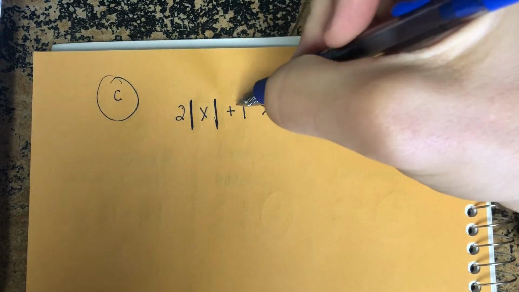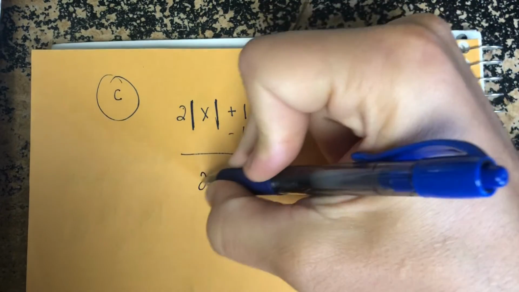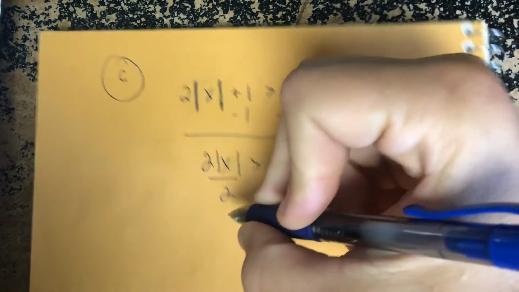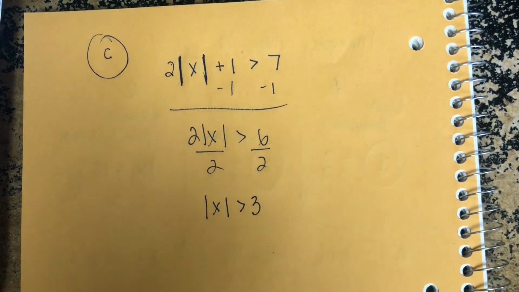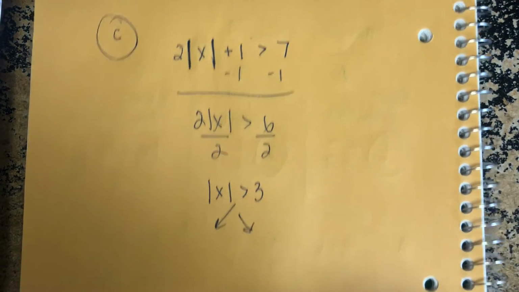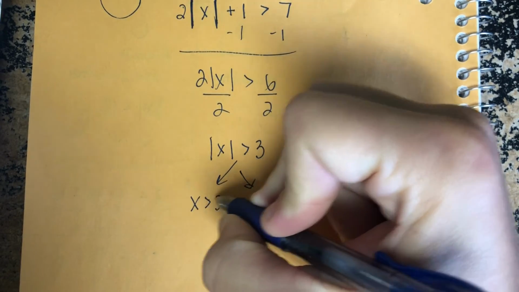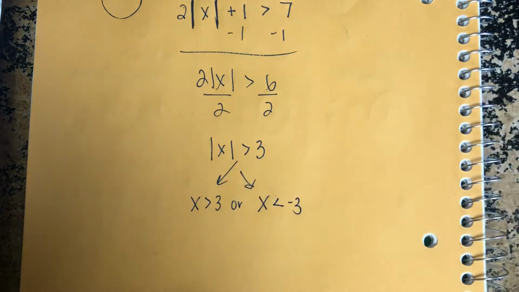Right now I have a 2 and I've got a 1 with it. I got to get rid of those first. Now that it's just the absolute value, now I can split it up. Now we can say x is greater than 3 or x is less than negative 3. That's the only time you're splitting it up, all the way at the very end there.